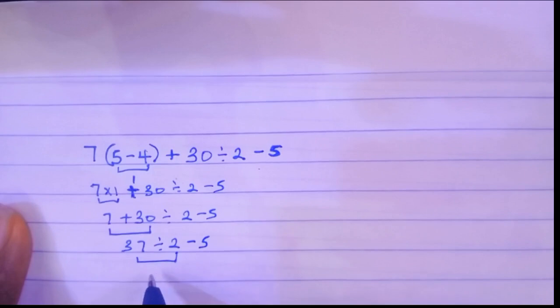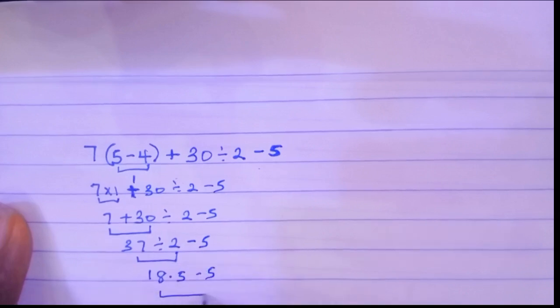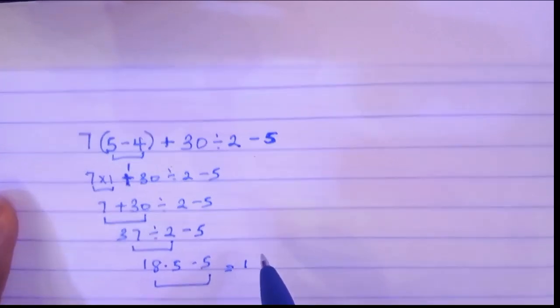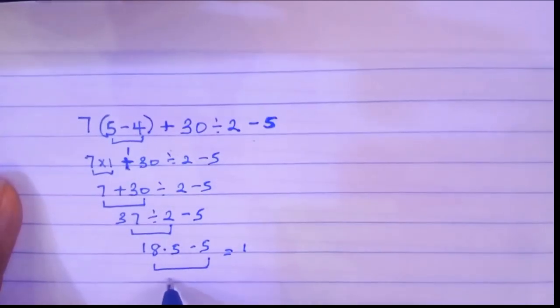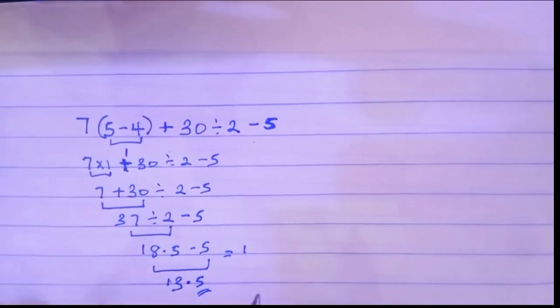They will divide this and get 18.5 minus 5. When they subtract it, they will get 13.5 as the answer. But this answer is wrong. This is the wrong answer.